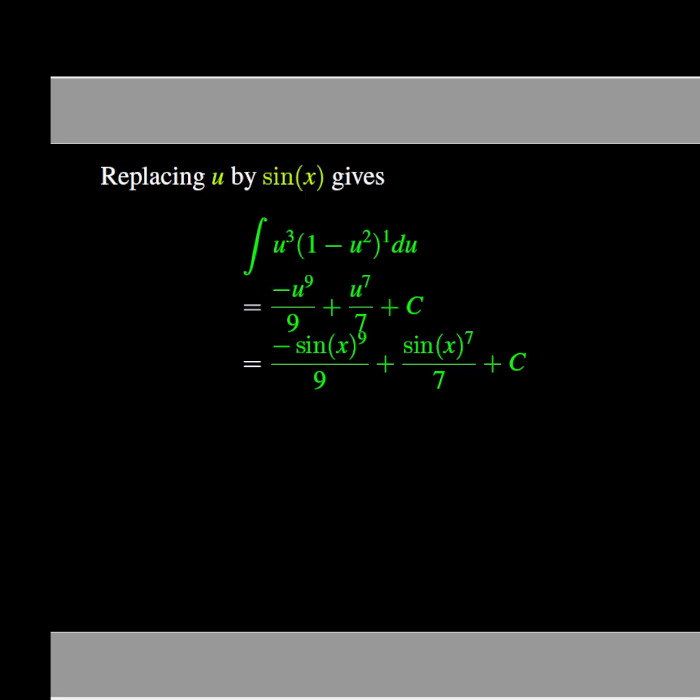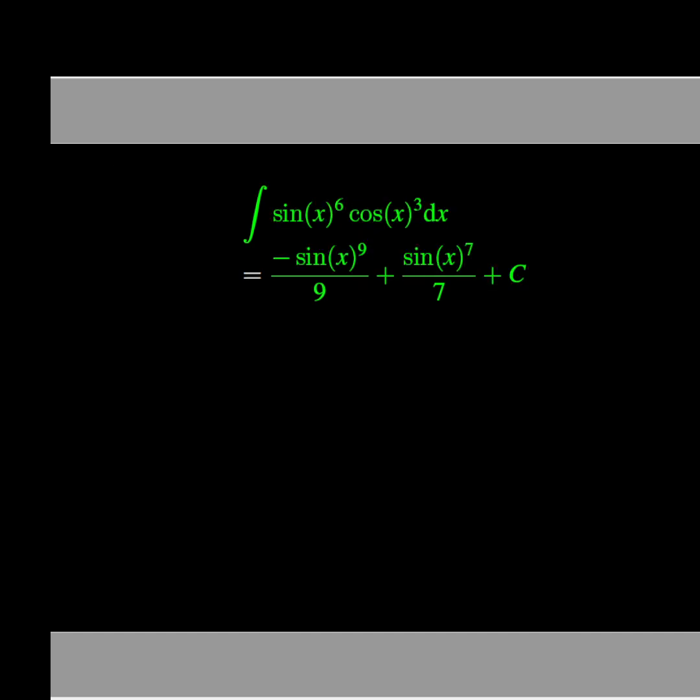Consequently, the integral of u to the power 6 times the quantity 1 minus u squared to the power 1 du is equal to minus sine of x to the power 9 over 9 plus sine of x to the power 7 over 7 plus c. Therefore the integral of sine of x to the power 6 times cosine of x to the power 3 dx is equal to minus sine of x to the power 9 over 9 plus sine of x to the power 7 over 7 plus c. This completes the solution.